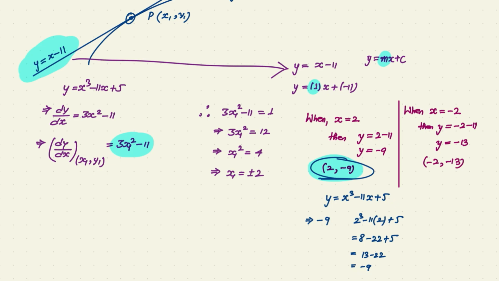That means the point of contact is 2 comma minus 9 and not minus 2 comma minus 13. You can check this point also, it will definitely not satisfy the equation of the curve. So my answer is 2 comma minus 9.